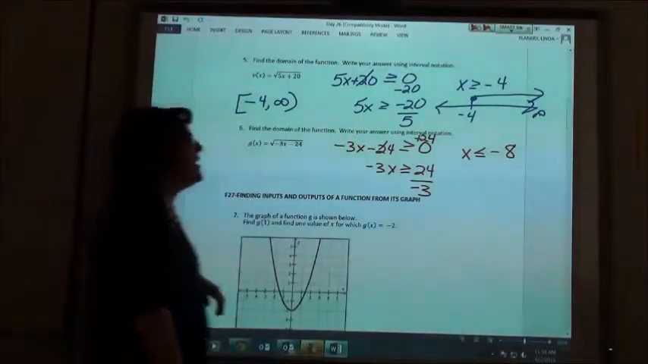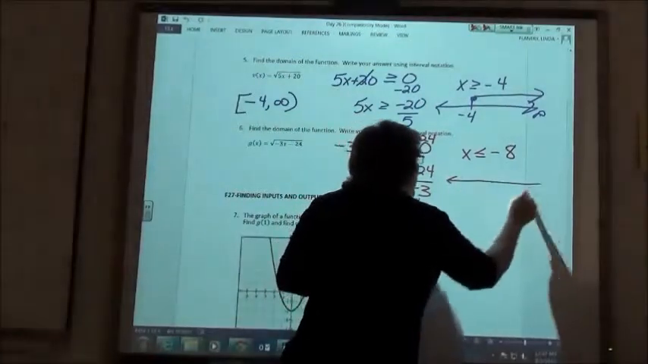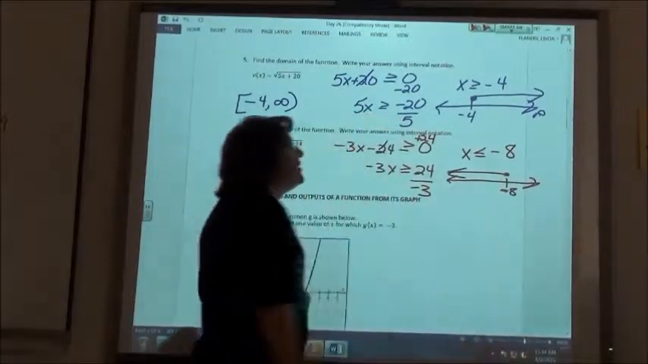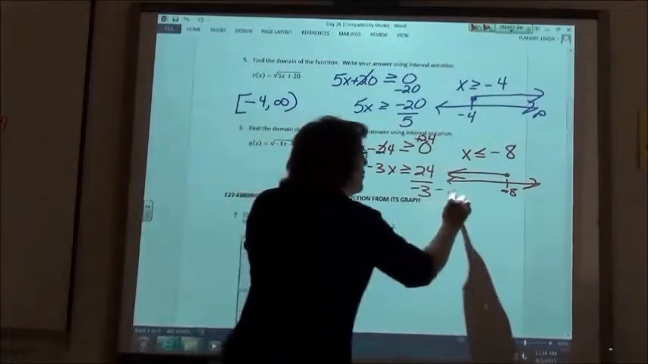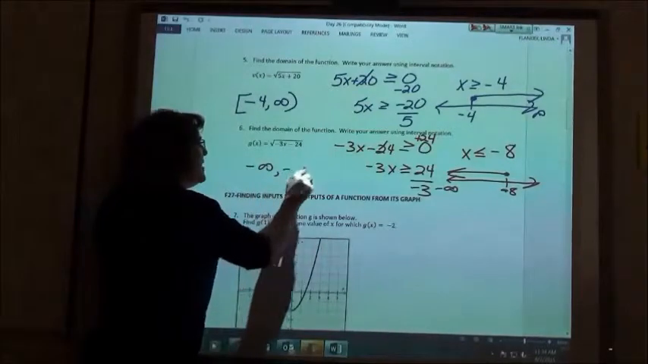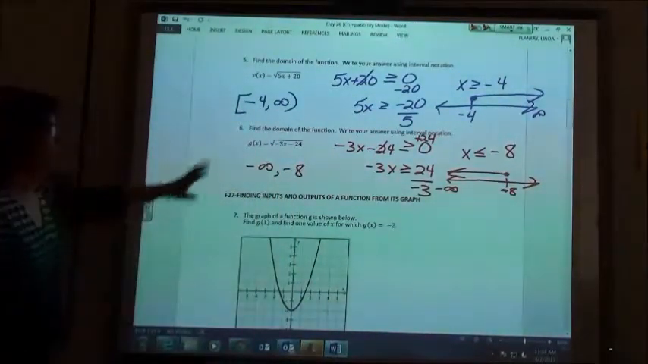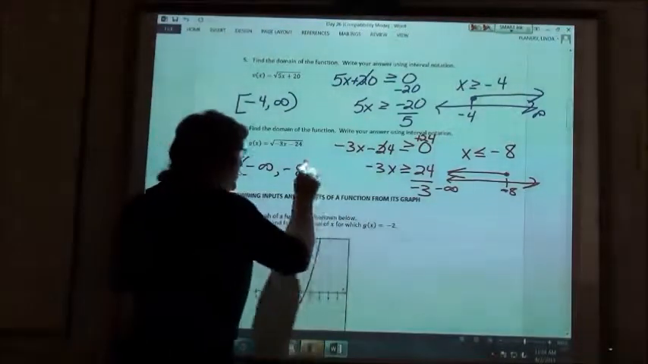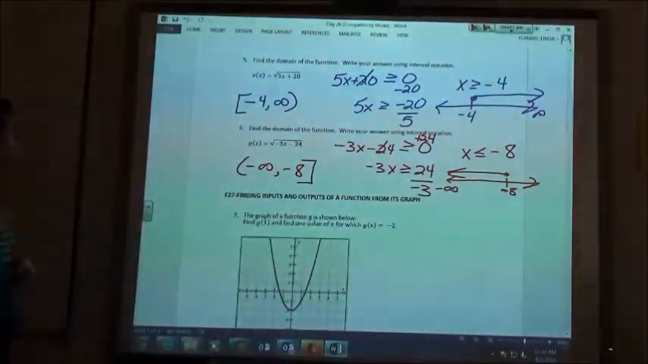I want to put that in interval notation. Wherever negative 8 is, I'm less than or equal to that. So keeping in mind, when I go from left to right, I'm going from negative infinity to negative 8. Can't be on infinity, so I have my parenthesis. I am equal to the negative 8, so that end's going to have a bracket.